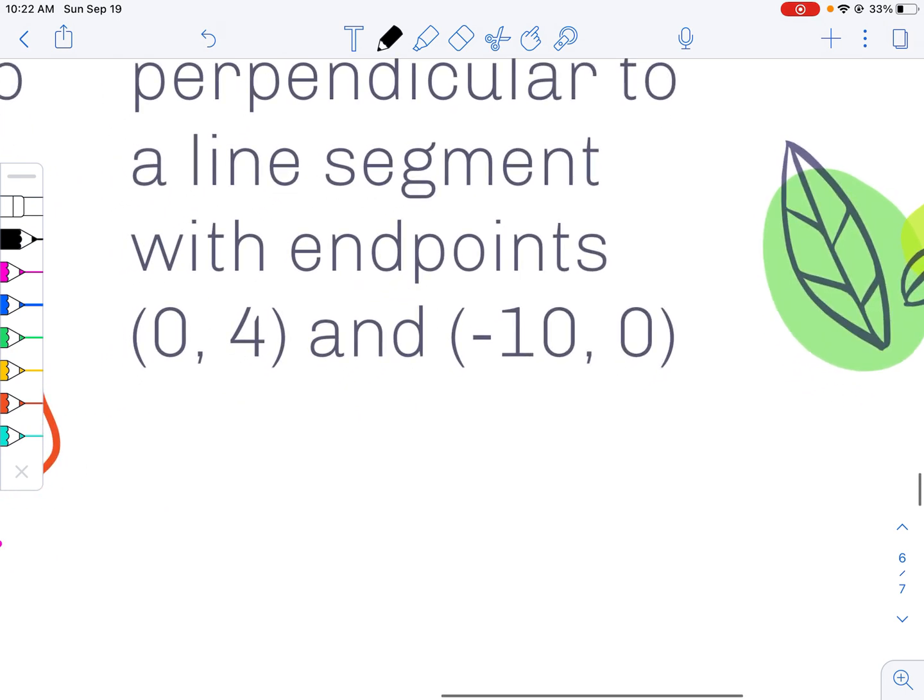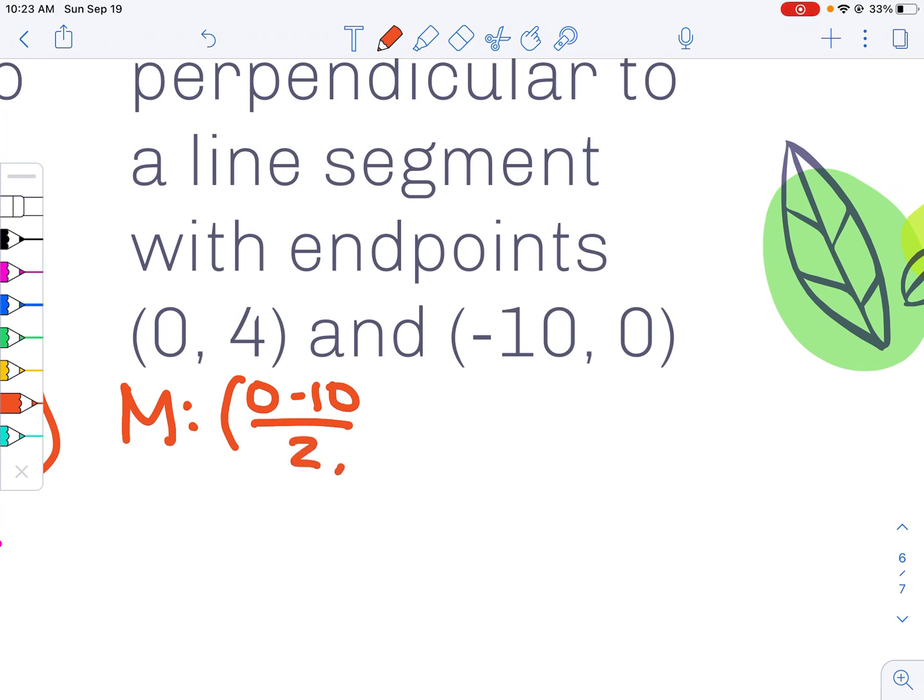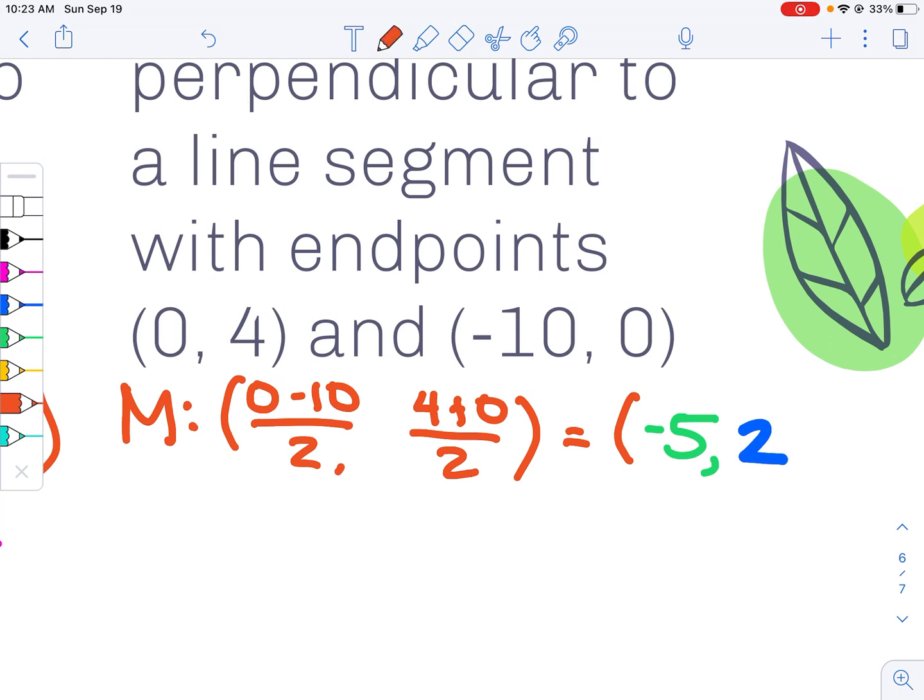We'll do that one more time. We want it to be perpendicular, and then we're going to have it go through the bisector. So first I need to find my midpoint, which is 0 minus 10 divided by 2, and 4 plus 0 divided by 2. Wow, I was really nice to you when I made these numbers. 0 minus 10 is negative 10 divided by 2. My x value will be negative 5. 4 plus 0 is 4 divided by 2 is positive 2.